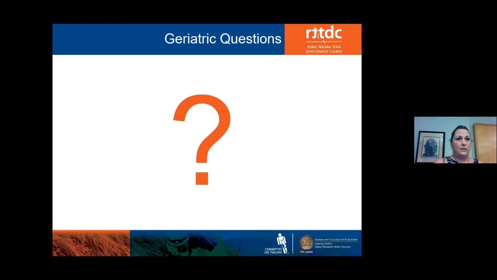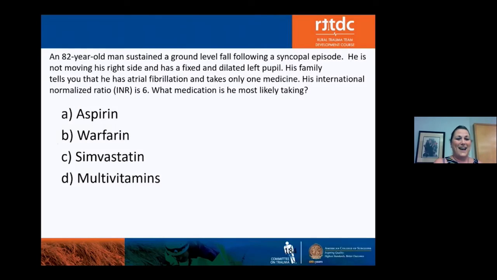And we have questions. We have an 82-year-old man who sustained a ground level fall following a syncopal episode. He is not moving his right side and has a fixed and dilated left pupil. His family tells you that he has atrial fibrillation and takes only one medicine. His international normalized ratio, or INR, is 6. What medication is he most likely taking? A is aspirin, B is warfarin, C is simvastatin, and D is multivitamin.